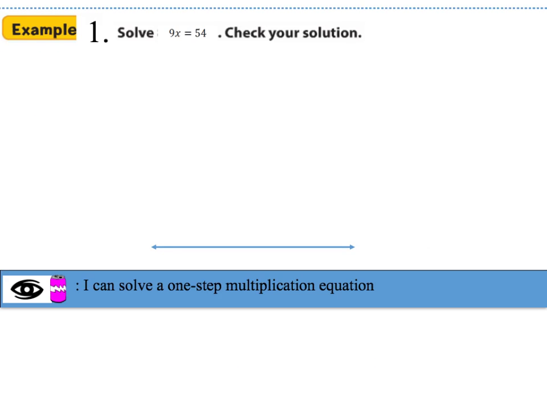Alright, so for example 1, it says solve 9x equals 54, and let's check our solution. So remember, anytime a number is standing next to the variable like this, the 9 is the coefficient, and we're going to assume that we're multiplying 9 times x. So let's go ahead and rewrite this problem as 9x equals 54. Let's draw the fulcrum down the center of our equal sign.